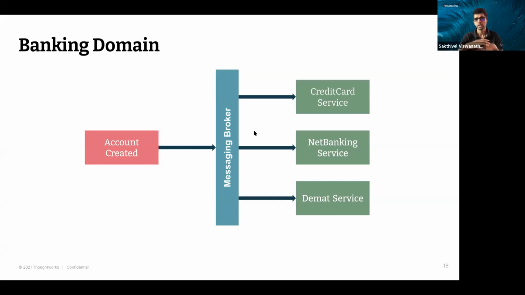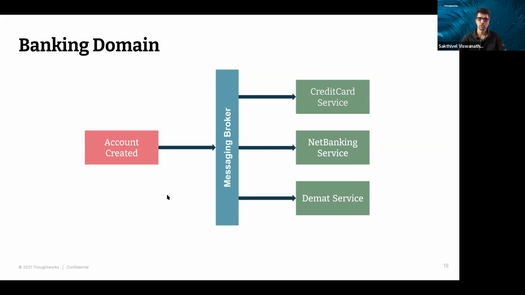Imagine enabling authorization for this kind of architecture. The account created system would say that only for this specific set of accounts, the credit card service should be consuming and processing the events. And it can also say that only a specific set of accounts can be processed by the net banking service. So it goes on. And this is for a single domain.